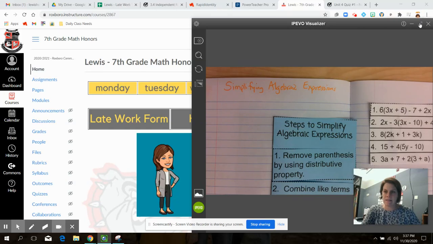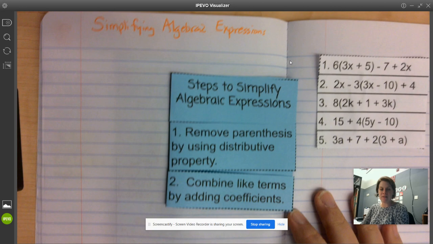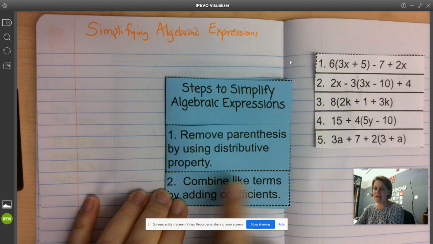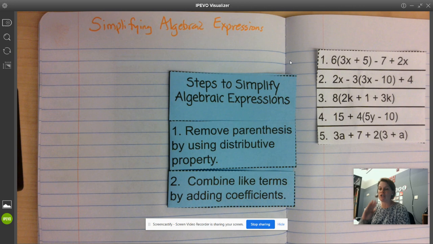We are going to talk today about simplifying algebraic expressions. There are two steps to simplifying algebraic expressions. First, we have to remove parentheses by using the distributive property. And the second is we need to combine like terms by adding coefficients. These are things that we've already practiced, and we are just going to use them as we simplify algebraic expressions.